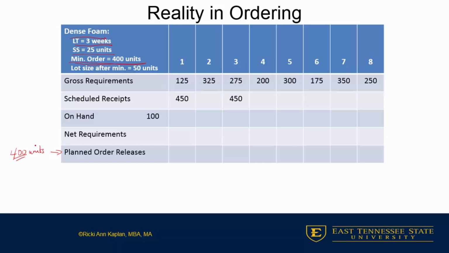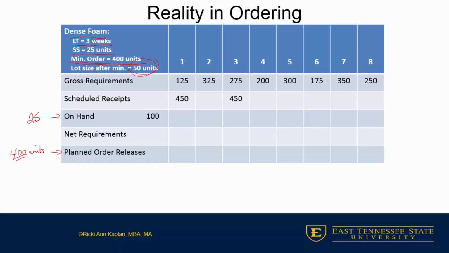And not only that, let's double whammy you and say after those 400 units, you have to order in lots of 50 units. So our lot size after minimum says you can order 400, you can order 450, you can order 500, you cannot order 326, you cannot order 422. It has to be in 50s. You cannot order 587. You have to order in lots of 50 after that minimum. So our dense foam can be ordered 400, 450, 500, 550, 600, etc. Our safety stock is 25. We have to have at least 25 here. So we need to keep this in mind as we are working this problem, because this is reality.